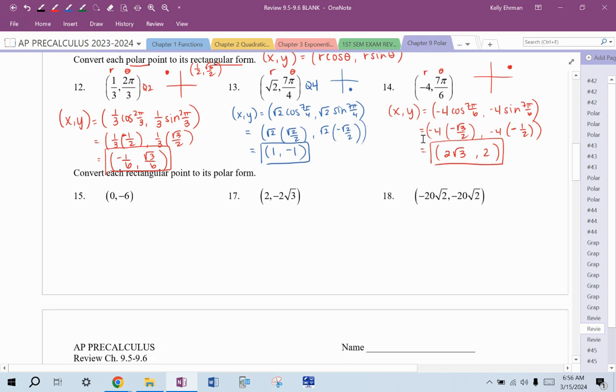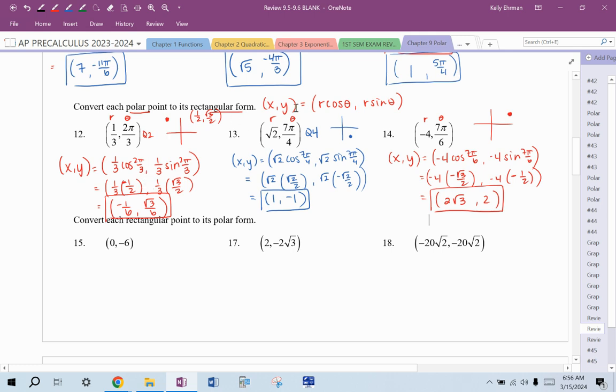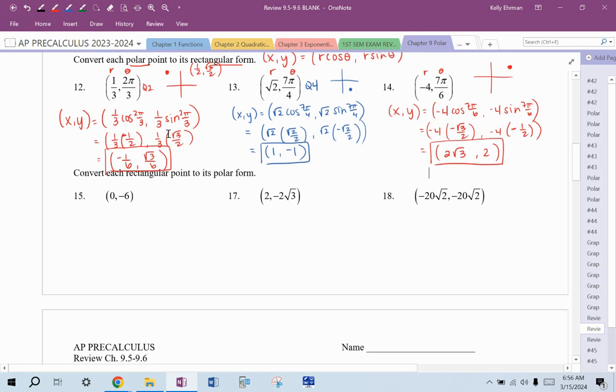Let's go rectangular to polar. Now remember, there's only one answer when you're getting into rectangular form. There's only one way to get to this point. In polar, there could be infinitely many answers. There's probably 2 that we're going to have most commonly. But because of polar, you can change out your angles and have an equivalent form. So just keep that in mind.